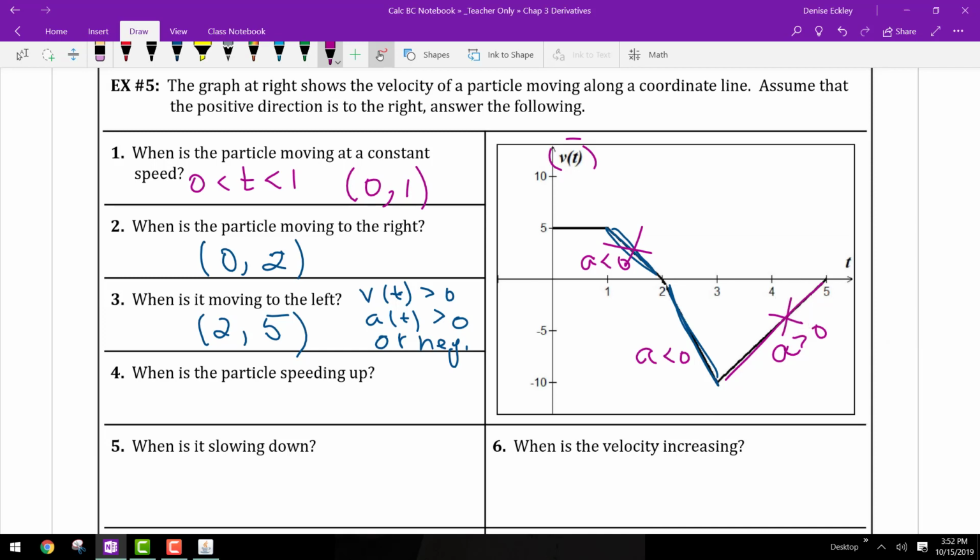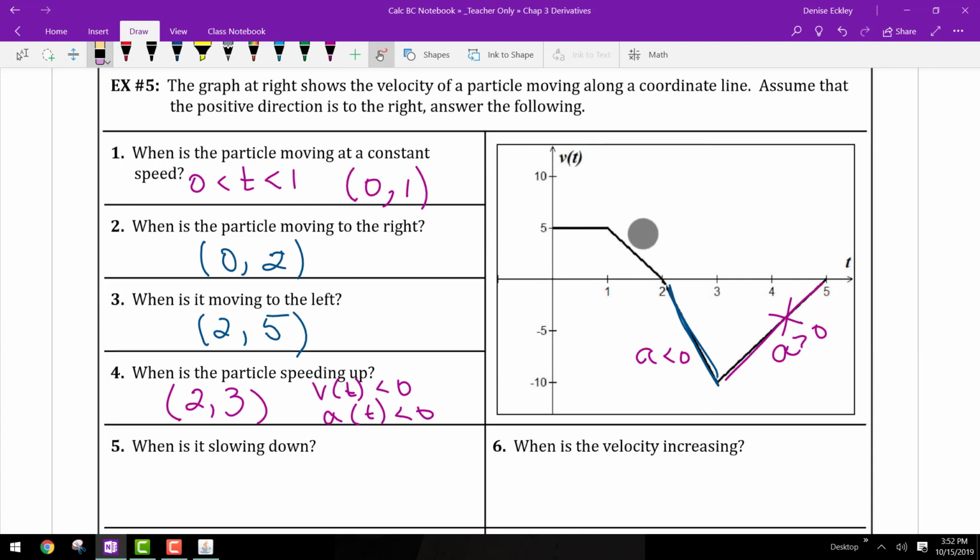So the section of the graph where the particle is speeding up is going to be between 2 and 3, because at that point, our velocity is less than 0, and also our acceleration is less than 0. So when those two match, we know that we are speeding up. So that's the only section of the graph we have that.